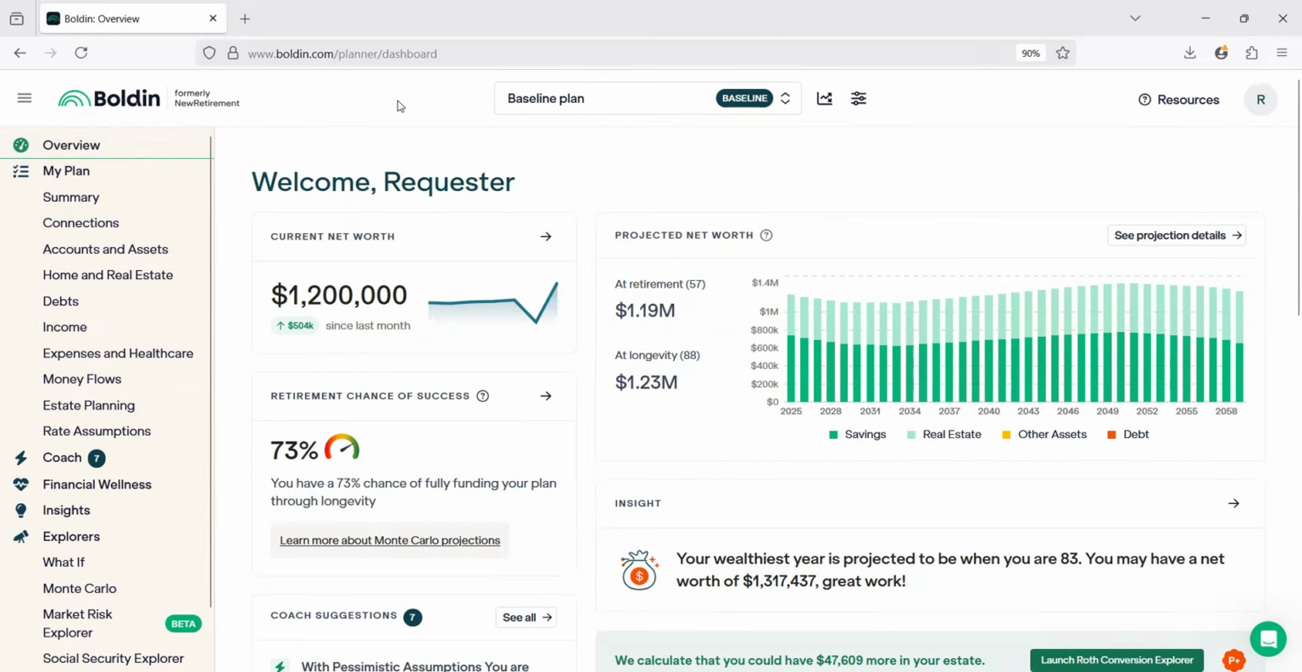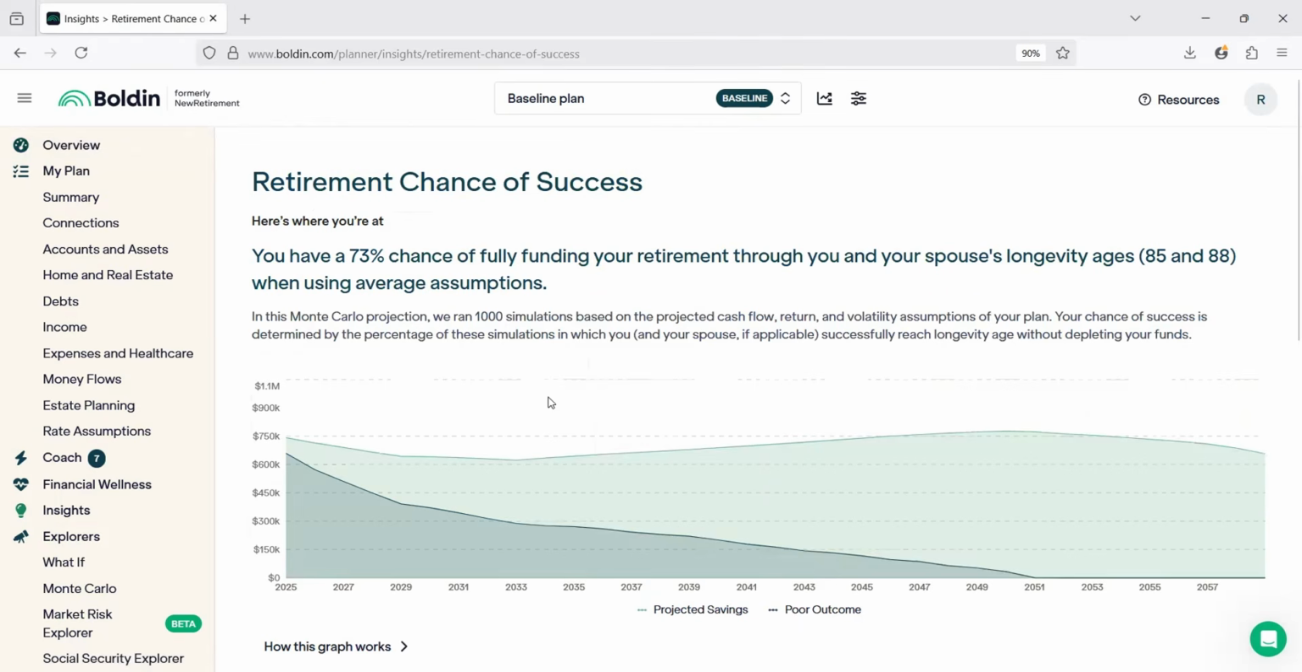Okay. We have a 73% chance of fully funding your plan through your longevity years. I mean, it's okay, right? It's not what I would prefer to see, but somebody else might be very happy with that number. I don't know, but we're going to go ahead and click into that.